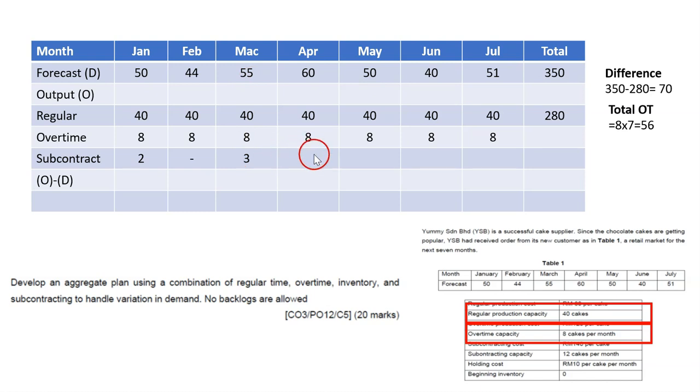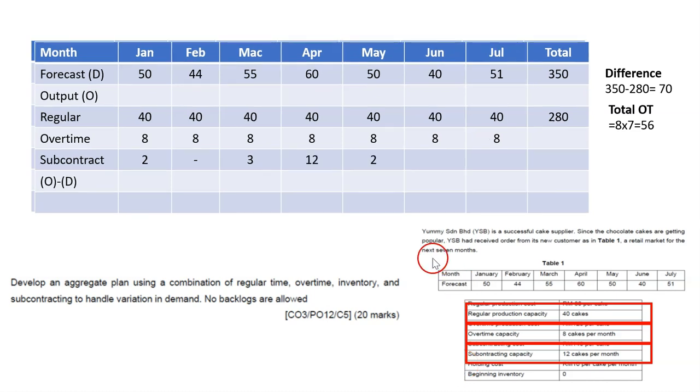For April, yes, we need a lot of subcon, because we only have 48 and our demand is 60. How many subcon do we need? The maximum is 12. Okay, just nice, we have 12 here. For May, we have 48 and the demand is 50, so we need 2. For June, actually it is 40 and 40. Do we need any overtime? No, because we have enough regular to fulfill the demand, but maybe we need to eliminate this overtime.